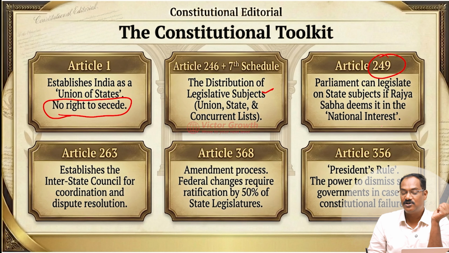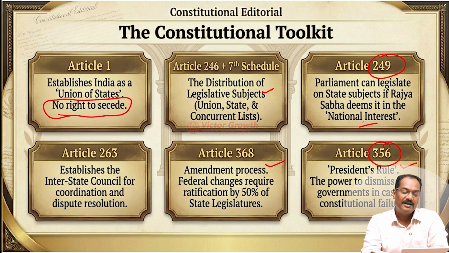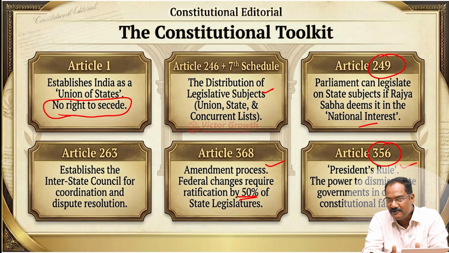Article 356, that is presidential rule. Then 368, that means amending the constitution. Federal changes require ratification in some cases, not every case. Whenever an amendment brought in the constitution affects the federal character, then those amendments need 50% of the states to ratify in their assemblies also. Then Article 263, Inter-State Council. These are some coordination mechanisms between center and state or between the states also.